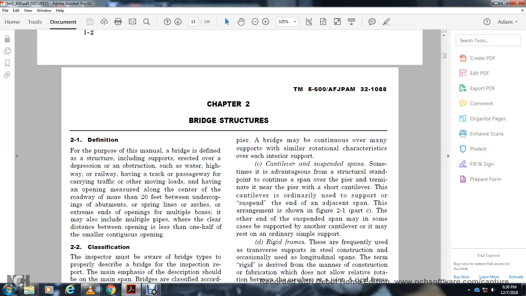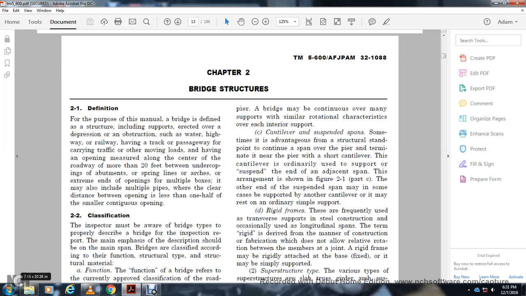It may also include multiple pipes where the clear distance between the openings is less than one half of the smaller contiguous opening.